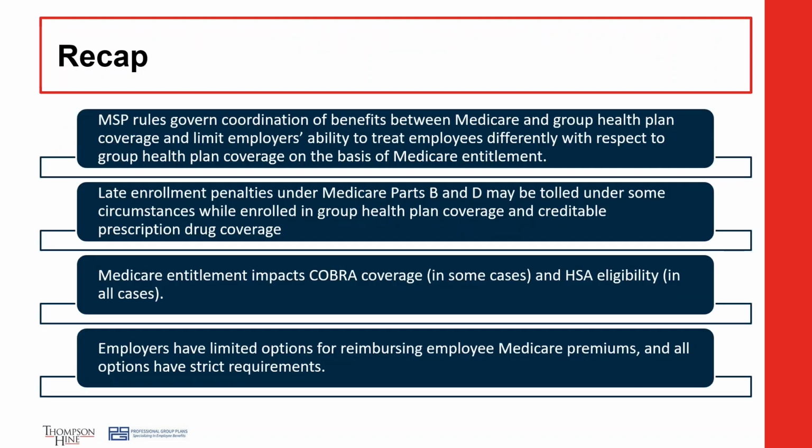So to recap, the Medicare Secondary Payer rules govern coordination of benefits between Medicare and group health coverage, and they limit employers' abilities to treat employees differently with respect to group health coverage on the basis of Medicare entitlement. Late enrollment penalties may be tolled, meaning paused, under some circumstances while employees are enrolled in group health plan coverage. Medicare entitlement, not just eligibility, impacts COBRA coverage in some cases and HSA eligibility in all cases. And employers have limited options for reimbursing employee Medicare premiums, and those options have strict requirements.